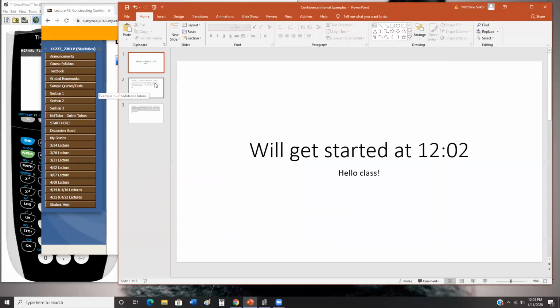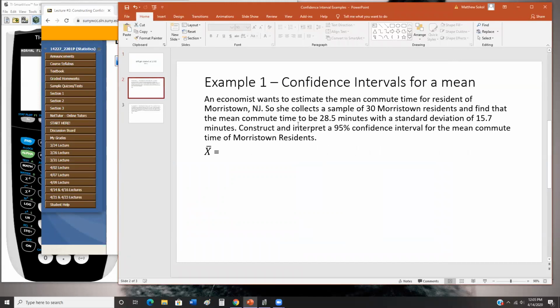Okay. All right, so I have 2 examples, and don't worry about writing these problems down as I go through them. Just maybe jot some notes down of how I solve the problems, but I'm going to post this PowerPoint slide to the classroom too right after class, okay? So here's the first problem.